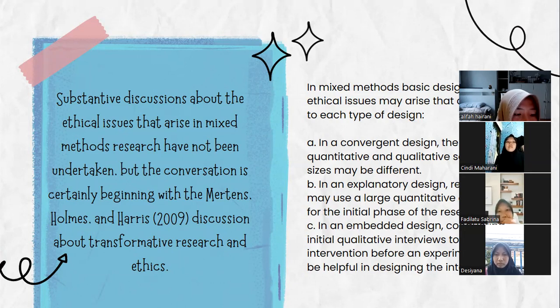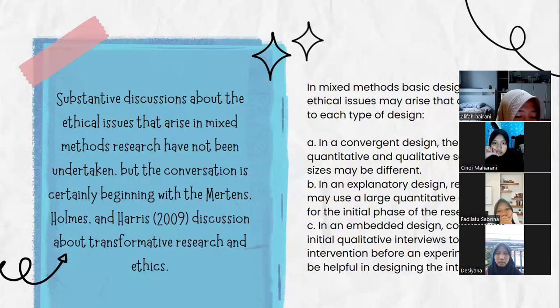The data collection should not further marginalize groups of participants, and the data findings need to be linked to social action. So take a look at this from the PowerPoint. Some ethical issues may arise that are unique to a type of design. There are three. For the first one, in convergent design, the quantitative and qualitative sample sizes may be different. Care needs to be taken to not minimize the importance of a sample because of its size.